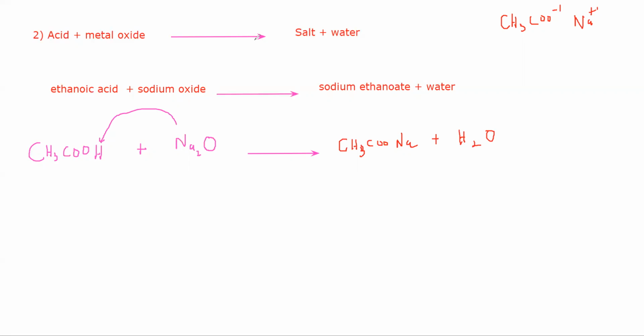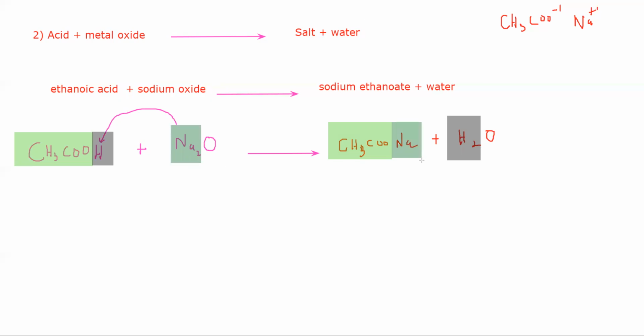And to balance the equation, again, it's better you divide into shades, so it's easy. CH3COO, that's one shade. Then H and H, that's the second shade. Then Na and Na, and then at the last oxygen and oxygen. So you try to just balance the number of atoms in each shade.